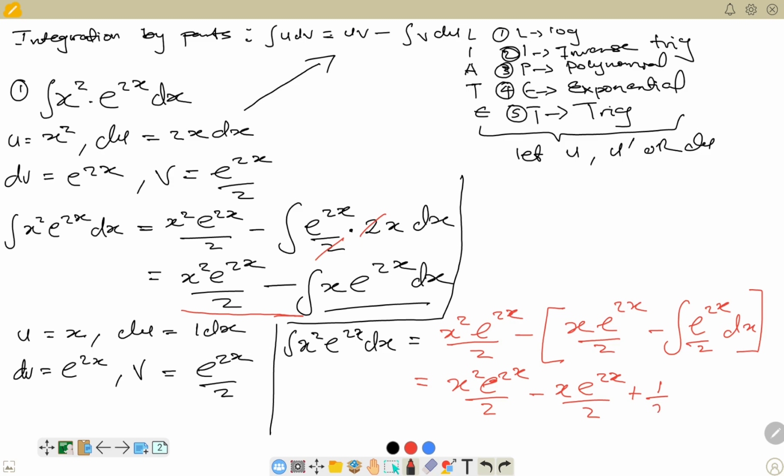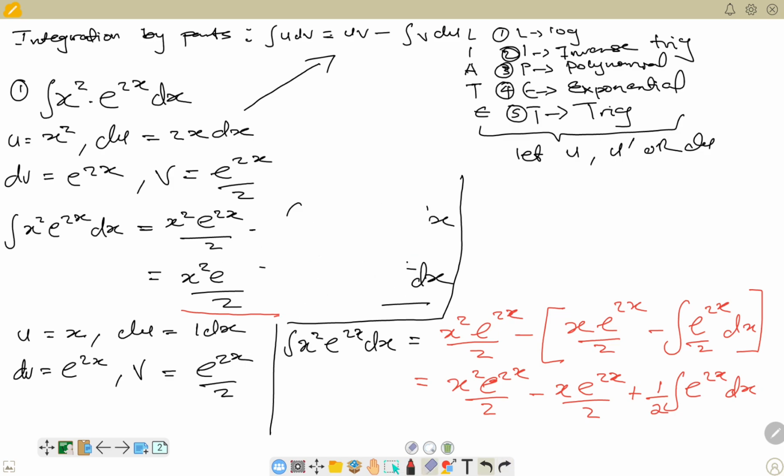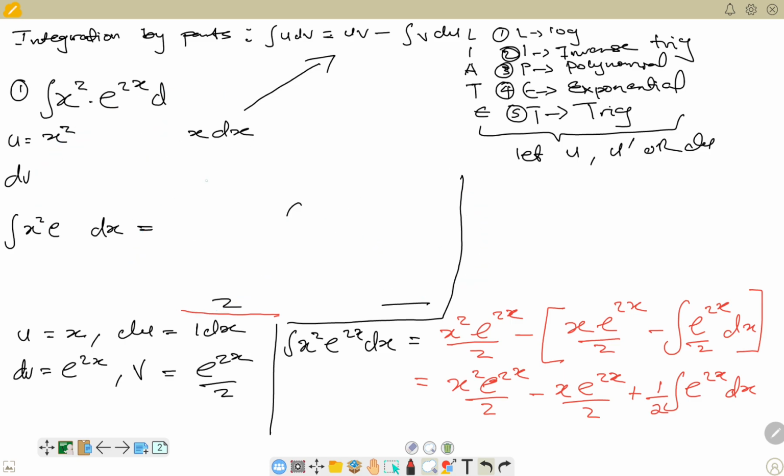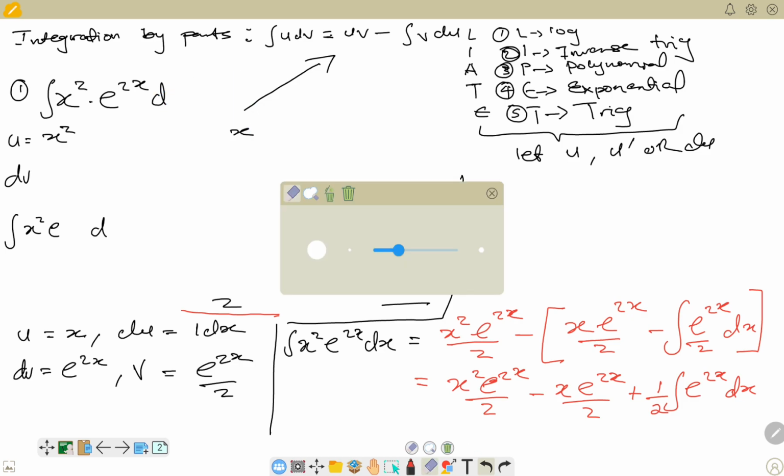We can factor out negative 1 over 2, then the integral of e to the power 2x dx. So maybe we can work on the same page because we are almost done. Let's try to erase some of the stuff that we are having here. Which one is quicker? Let's try the eraser.